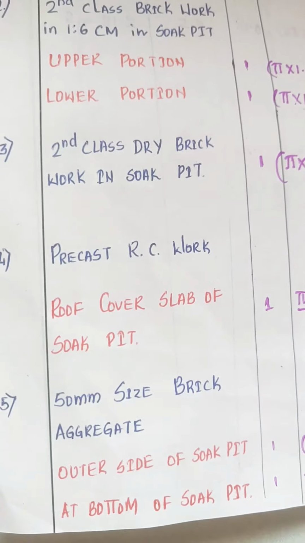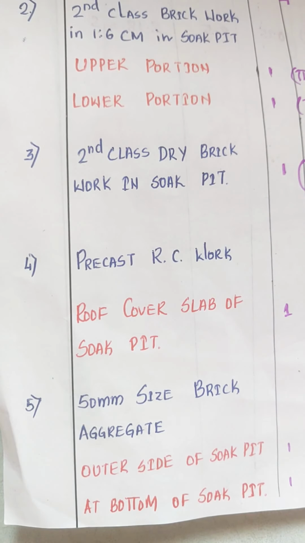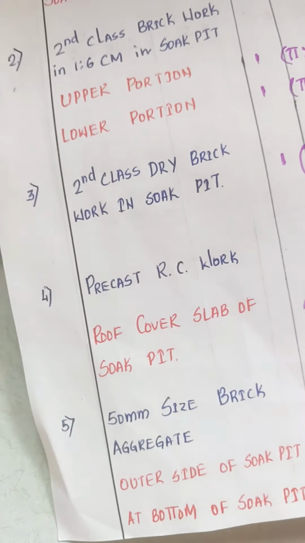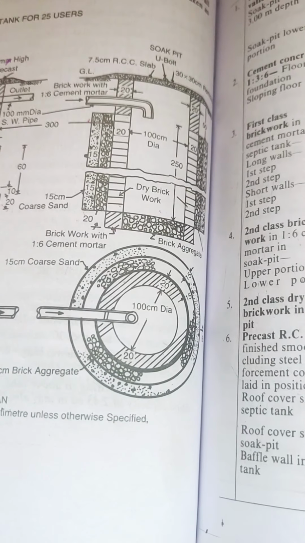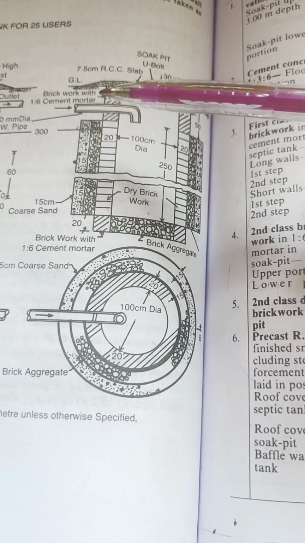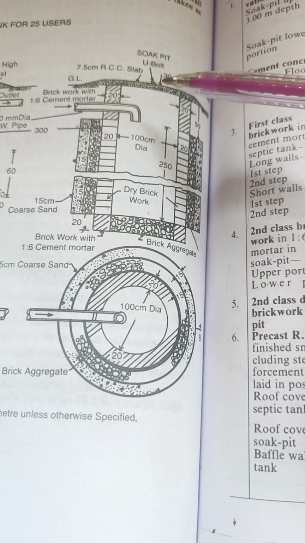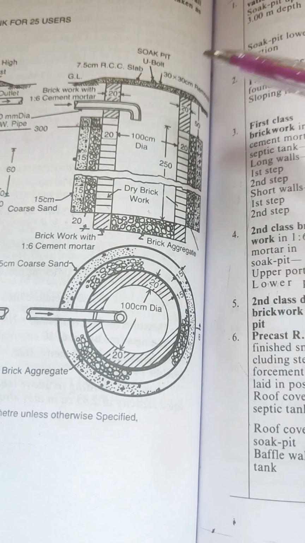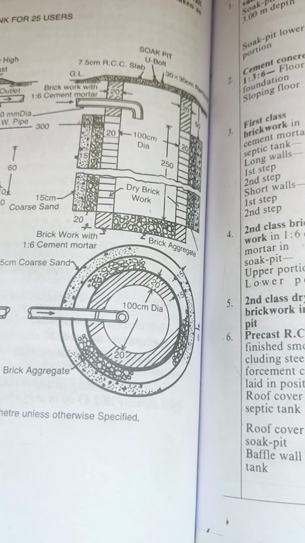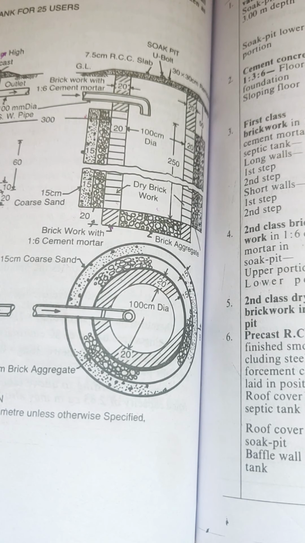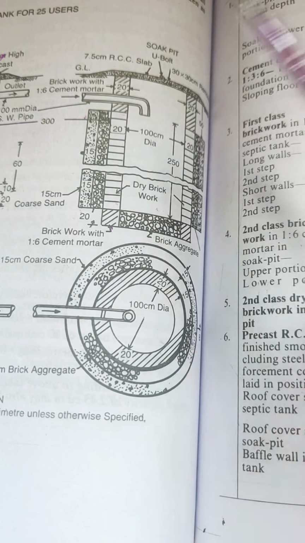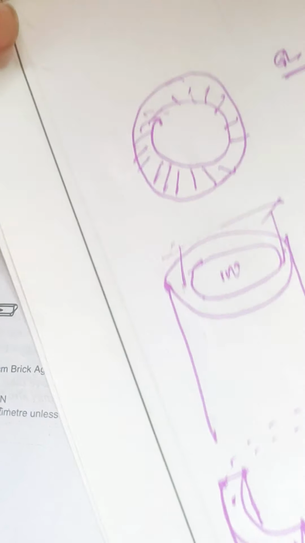Now I'll take up the next quantity, that is precast RC work, and that is the roof cover slab of soak pit. Now the roof cover slab of soak pit, if you have a look here, this is ground level. So roof cover slab for soak pit is given as 7.5 centimeter RCC slab, right? 7.5 centimeter RCC slab, we are supposed to consider it up till what? Up till this rectangular portion, like I'll show you here.